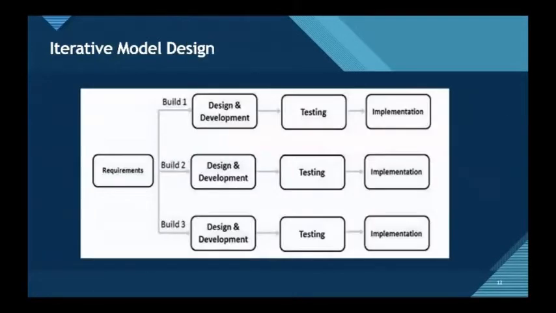This process is then repeated, producing a new version of the software at the end of each iteration of the model. So here is an example of a diagram of an iterative model design. It consists of requirements, build 1, build 2, and build 3. Then the different phases are design and development, testing, and implementation.